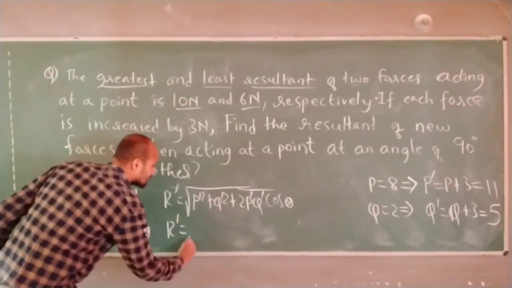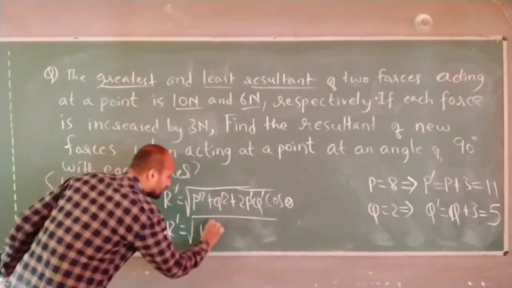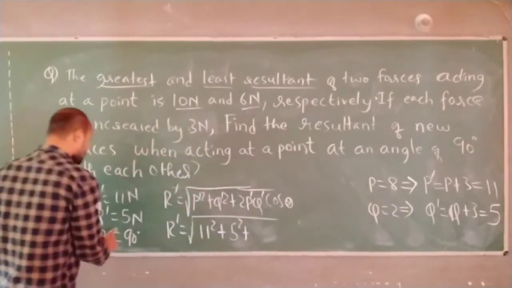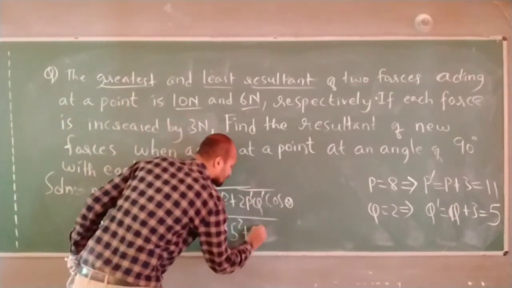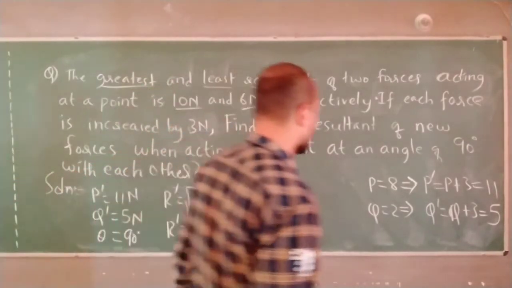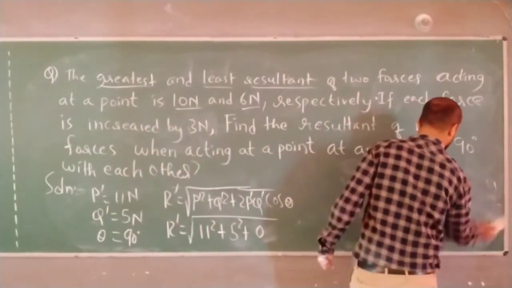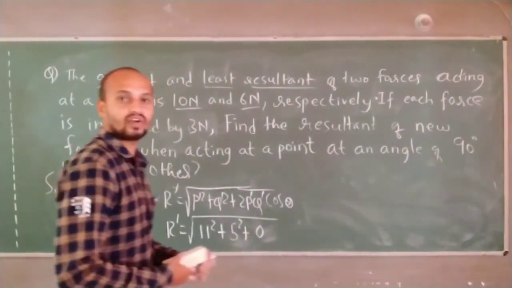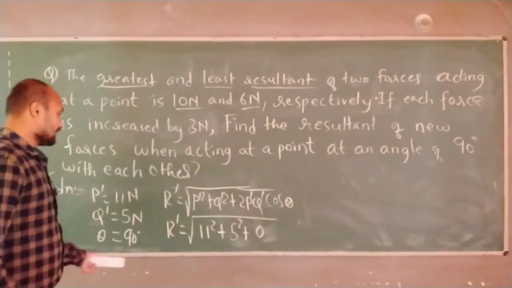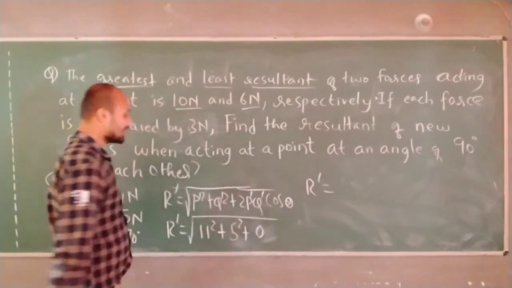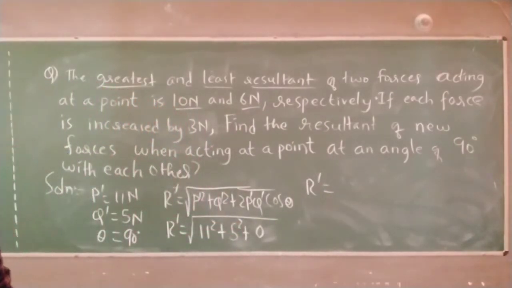Correct? So R dash is equal to root of 11 square plus 5 square plus 0. Cos 90 value is 0, so this whole part becomes 0. So R dash will be equal to 121 plus 25. How much will it be?